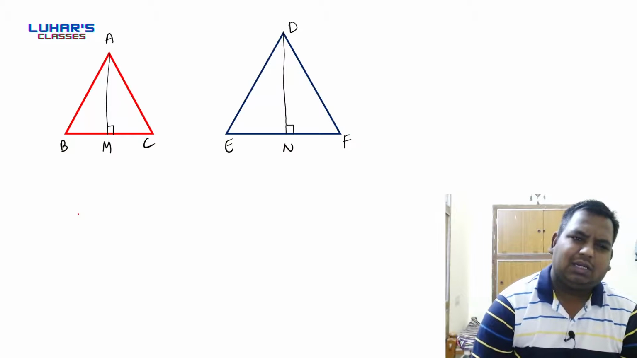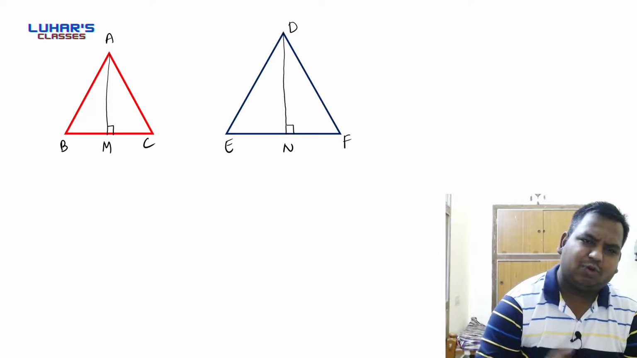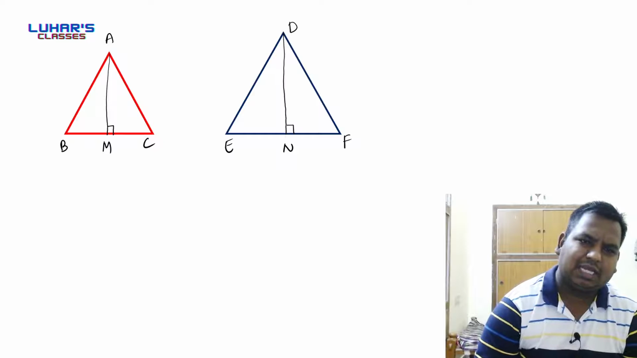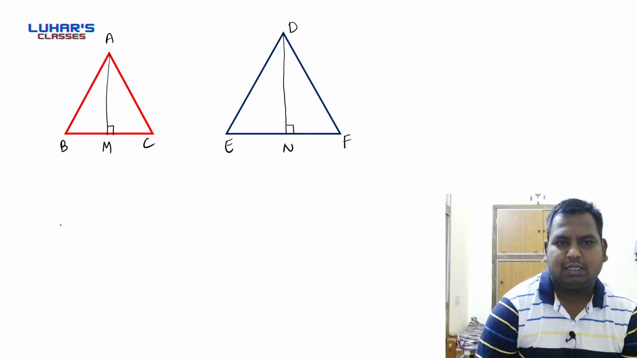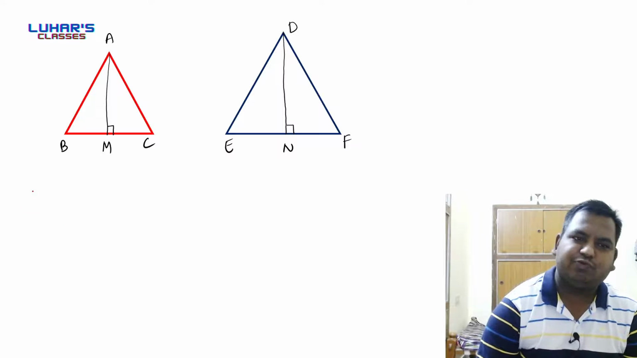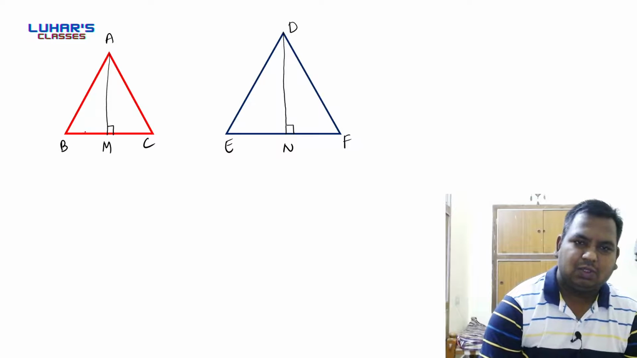Now we have learnt one property of similar triangles. The property of similar triangles is, if two triangles are similar, then corresponding sides are proportional. Okay. So before that, let us prove triangle ABM similar to triangle DEN.